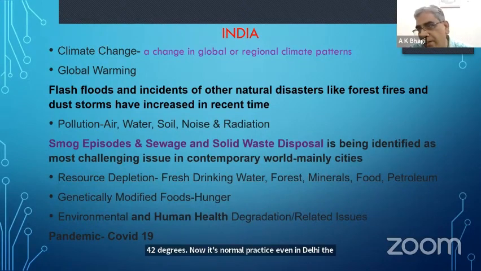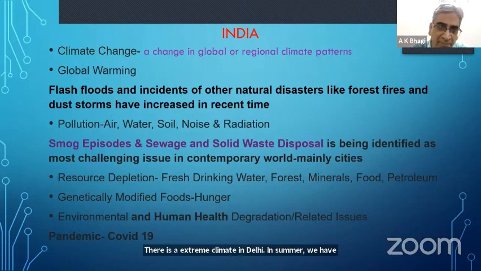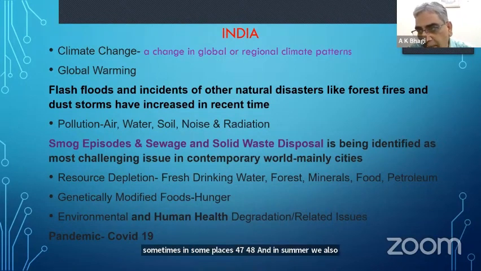There is an extreme climate in Delhi. In summer, we have very, very high temperatures, going up to 46, 47, maybe sometimes in some places 47, 48. And in winter, we also have very low temperatures. The rainfall is becoming erratic.